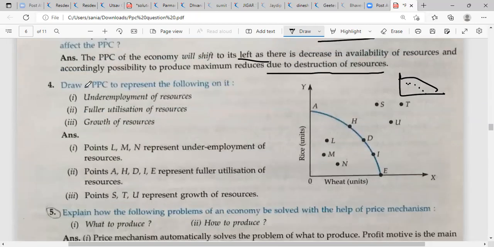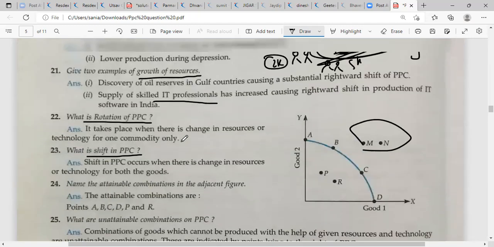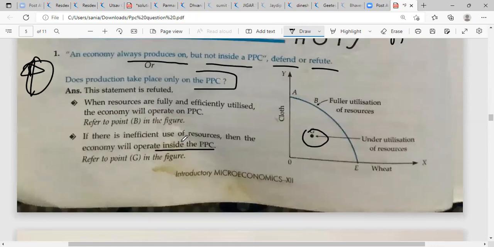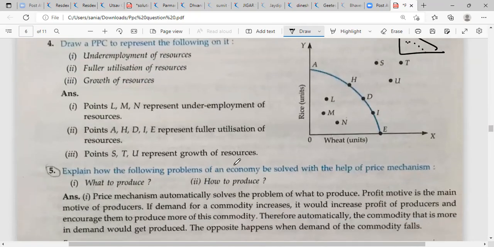Now draw a PPC to represent the following. This is an important question. Underemployment of resources, full utilization on the PPC, and growth of resources. Clear? Yes, teacher. We did this one before, I guess. This fourth question, we did a similar one before, earlier I think. Yes.